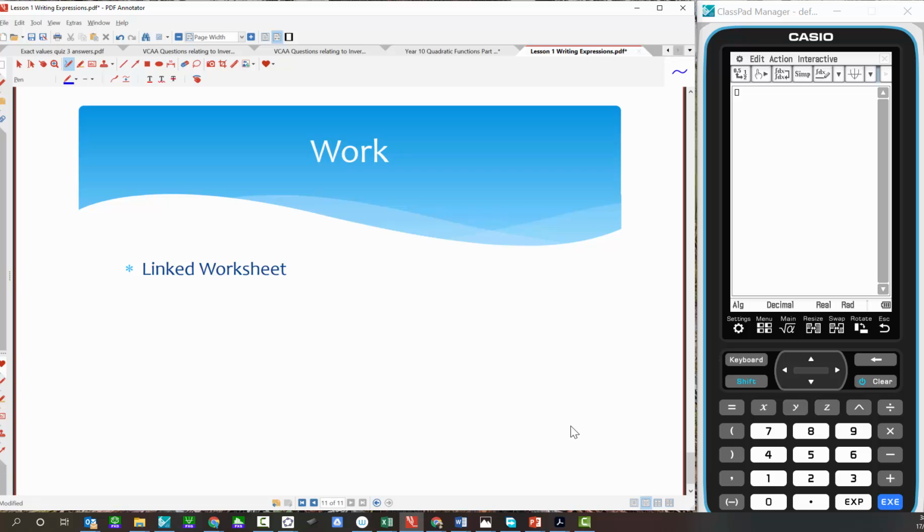So the work today will be to practice writing expressions. There's a linked worksheet there, so you can grab a link for that, and there's answers also so you can check your solutions.